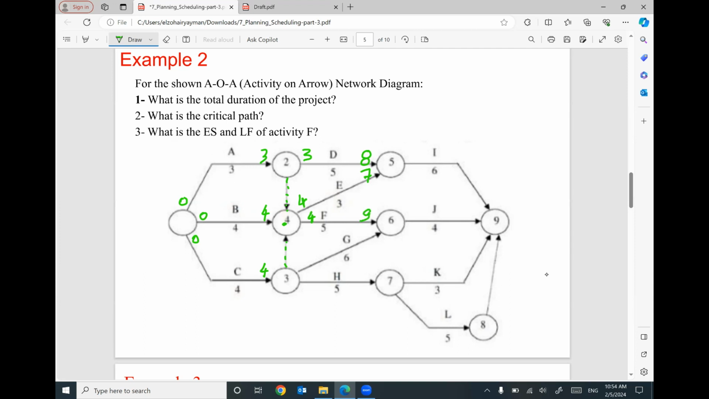For activity G, we have only a predecessor C with 4 as early start plus 6 will be 10. For activity H, we have only one predecessor C with 4 early start plus 5 will be 9.